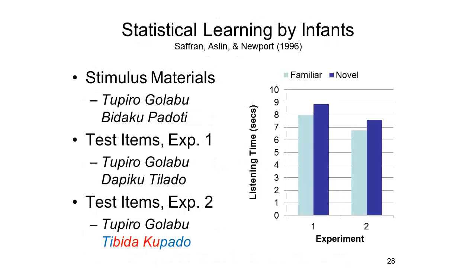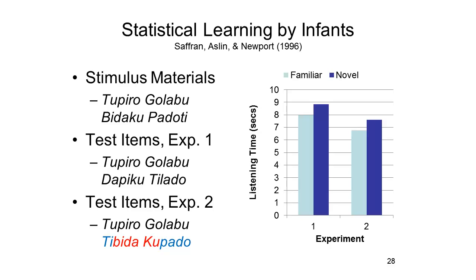Here's an example of observational learning, learning just by exposure without any reinforcement in infants, just 8 months old. Saffran and her colleagues played a recording of a continuous 2-minute stream of 4 3-syllable nonsense words like tupiro, golabu, bidaku, and padoti, presented over and over again in random order like this: tupiro, golabu, bidaku, padoti, golabu, tupiro, padoti, bidaku.